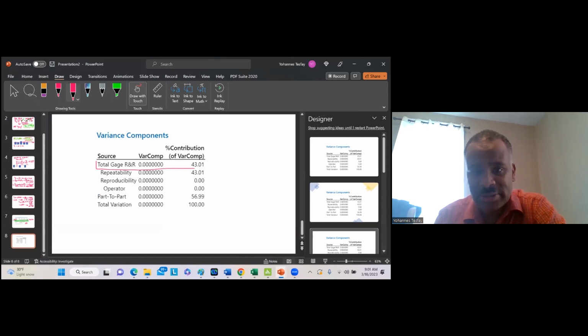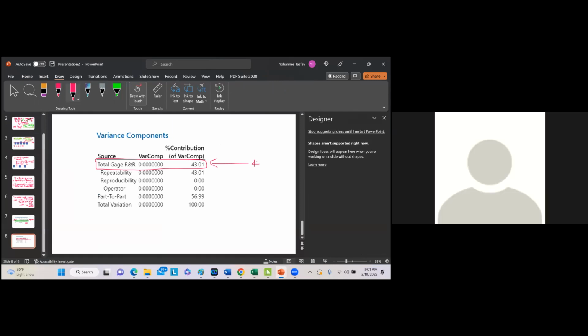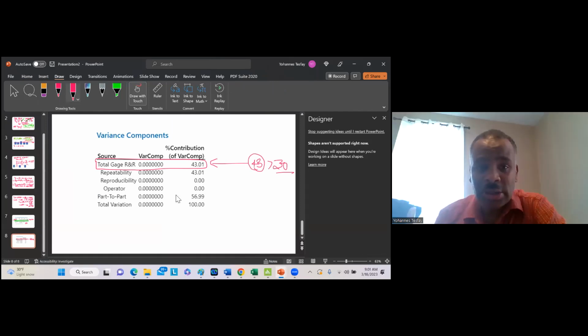43. So this 43 is what? Greater than 30%, isn't it? 30%. So I don't have a problem of reproducibility. Why? Because my operators are okay. You see, my operator skill set using that machine, they're okay. So the problem is on the repeatability aspect. I already mentioned that for you right here.